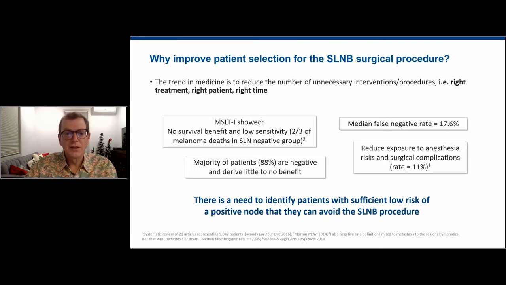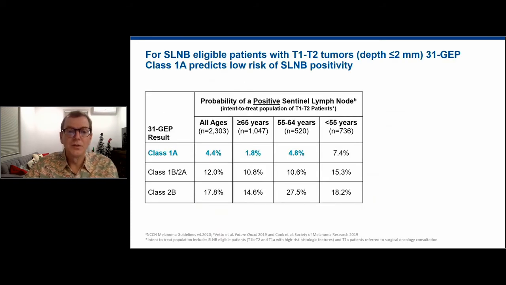And doing this, they managed to enroll approximately 3,000 patients into studies looking at T1 and T2 thickness tumors, so sentinel lymph node biopsy eligible T1 tumors and T2 tumors up to a depth of 2 millimeters. And so what did they find?